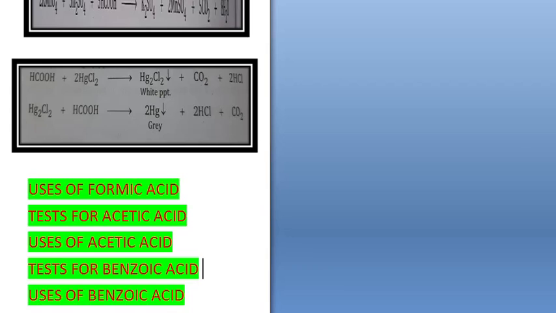Next is the test for benzoic acid. Benzoic acid gives a buff color precipitate with neutral FeCl3. Buff color is the color of skin. It gives a sweet smelling ester on warming with ethanol and a little concentrated H2SO4. Now the uses of benzoic acid: it is used as a food preservative in the form of sodium benzoate. It is used in perfumery, in medicine as a urinary antiseptic, and for treatment of skin diseases like eczema.